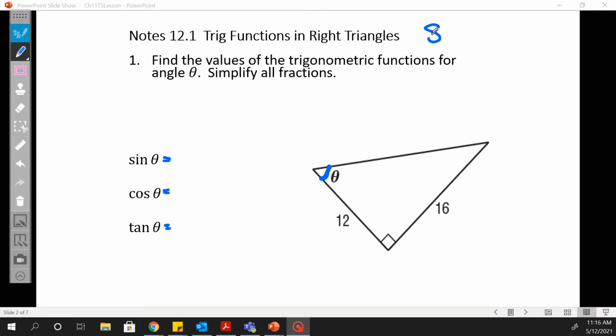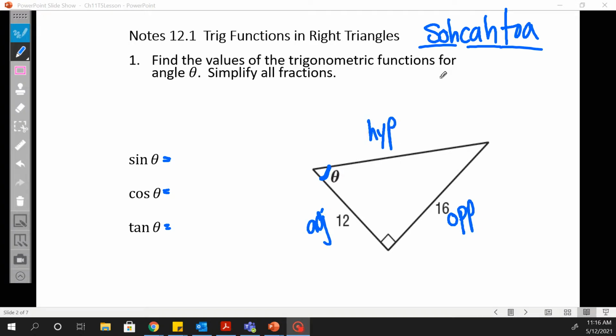So we have, remember, SOH-CAH-TOA. Sine is opposite over hypotenuse. Now you'll notice that we're actually missing our hypotenuse here. Because this is the opposite side, this is the adjacent side, and this is the hypotenuse, and we're missing our hypotenuse. So we are going to have to calculate that using the Pythagorean theorem. a squared plus b squared is equal to c squared, c being the hypotenuse.